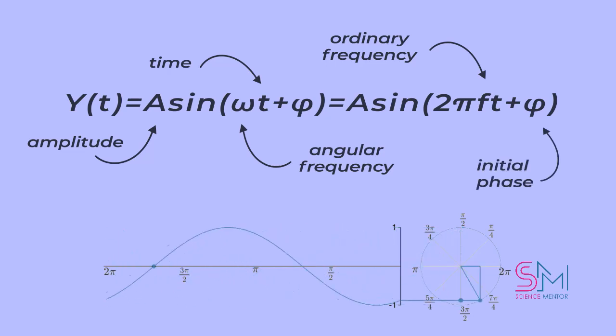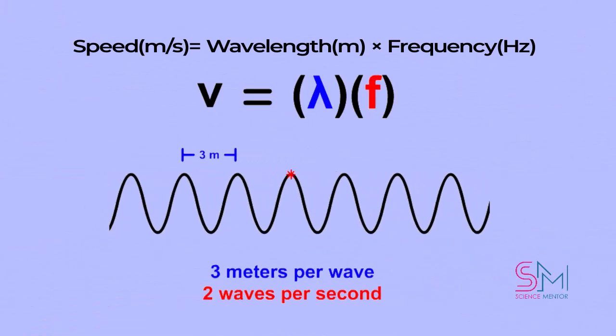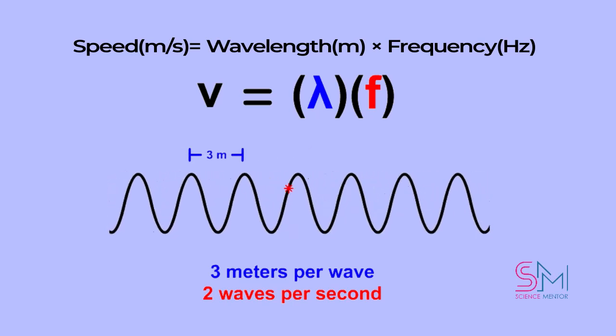Phi is initial phase. The initial phase shift is zero, which means at time zero the wave elevation is zero and is on the rise. If we know the wavelength and frequency of a wave, we can work out its speed.